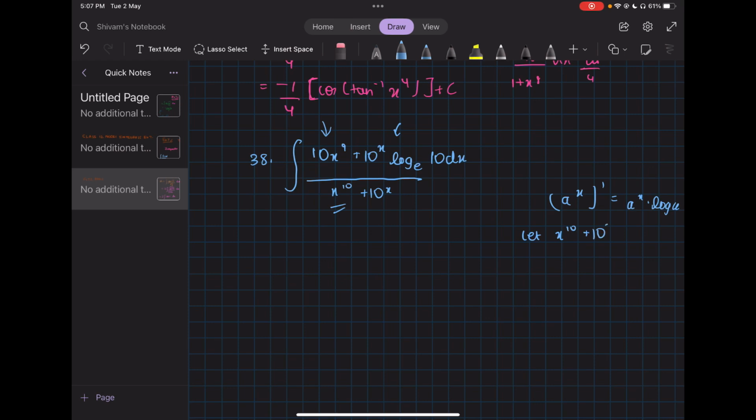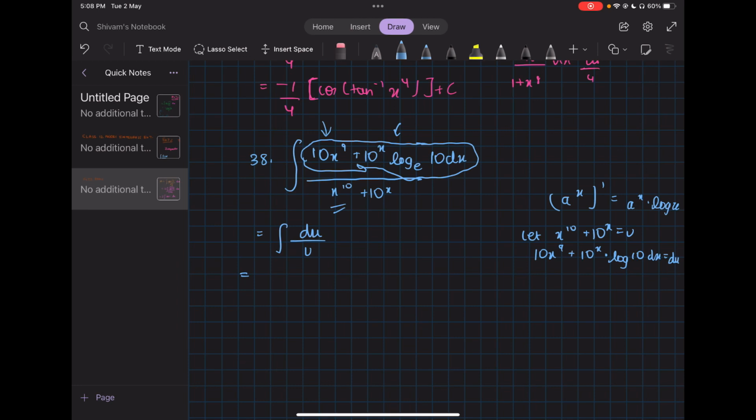So I'm just going to take the denominator to be u, and now we're going to differentiate with respect to both sides. That's going to give us 10 x to the power 9 plus, well, a here is 10, so a to the x is 10 to the x times log of a, so that just gives us log of 10, dx is du, and we have that in the numerator exactly. So I'm just going to take du in the numerator, and in the denominator we have u.